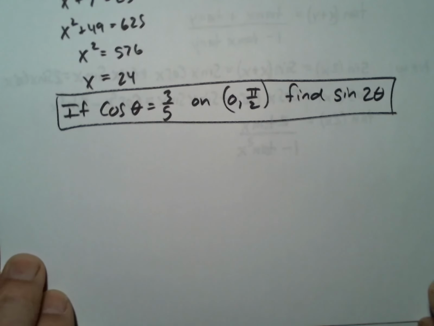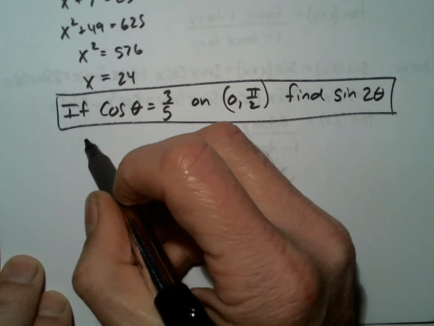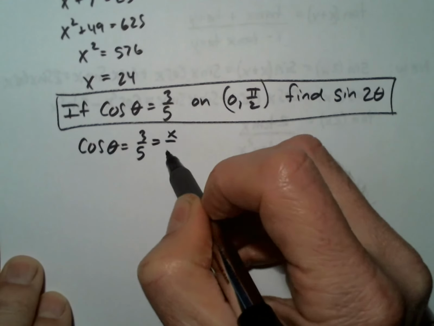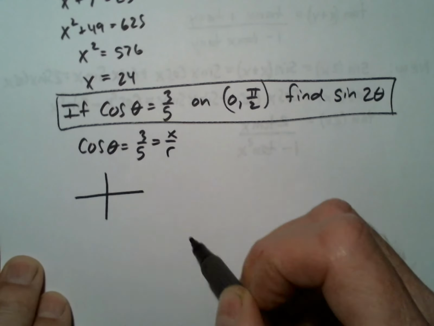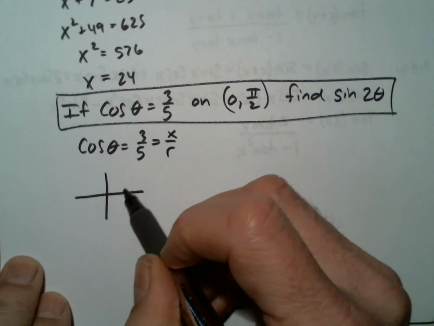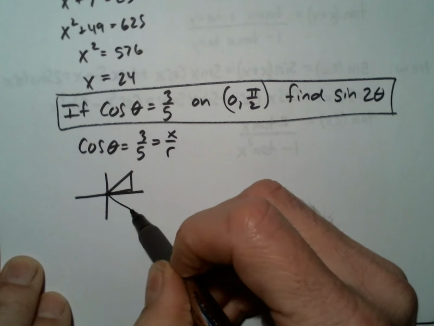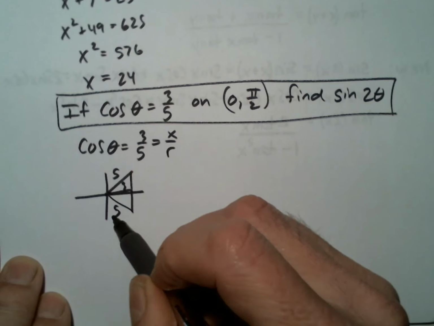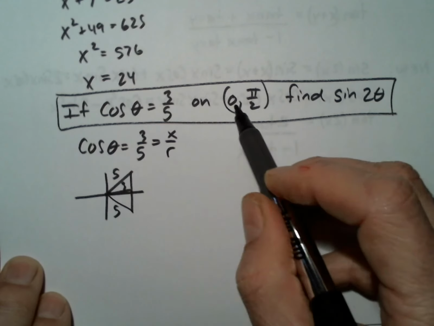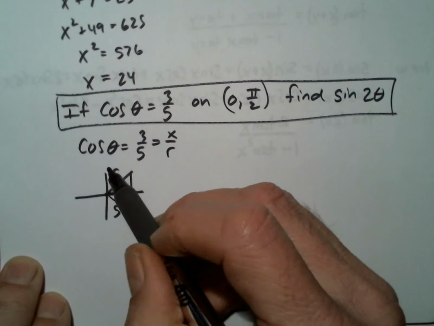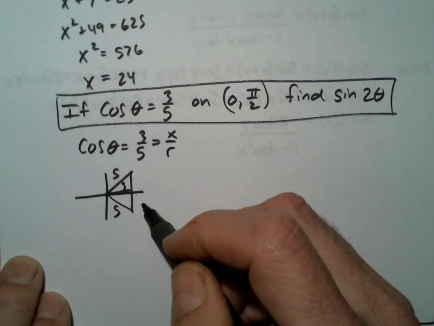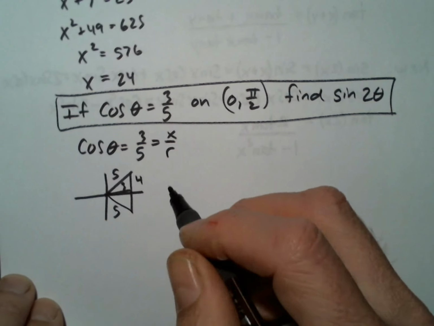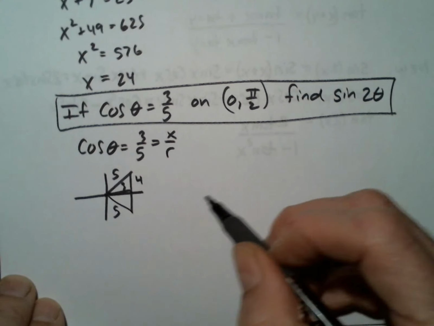All right, pause the video and try that one. X is positive, so we could be there or there. And there's the 3 and the 5. But this says from 0 to pi over 2, so we know we're using the angle in quadrant 1. And we can find the missing side is a 4.